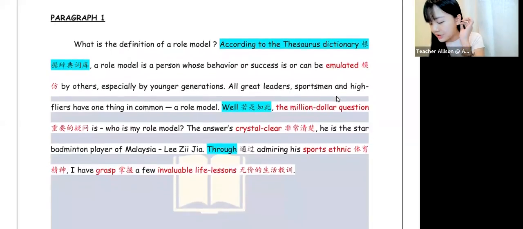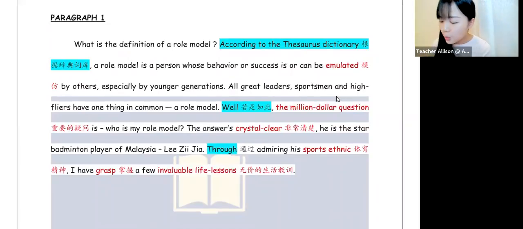As you can see here, I will be reading the first paragraph with you. How am I starting my essay? The first paragraph is basically a thesis statement. What is the definition of a role model? According to the Thesaurus Dictionary, a role model is a person whose behavior or success can be emulated by others, meaning I can copy this behavior and use it in my life. And you can see here, for the entire sentence, I've already given the definition of a role model.